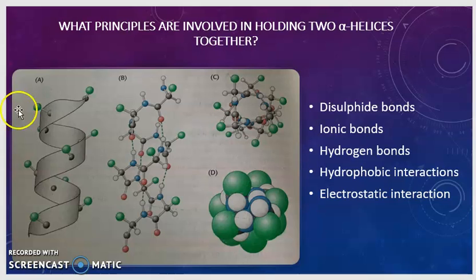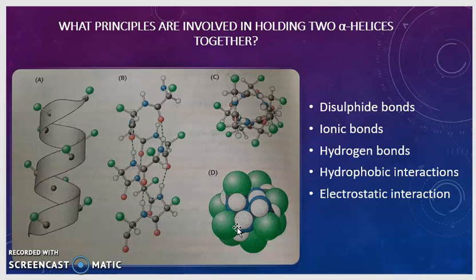And this picture here on the left is from our textbook. It's a drawing of the alpha-helix, which is a rod-like structure in a spiral or ribbon depiction as shown here in picture A, with tightly coiled backbone as shown in picture D.